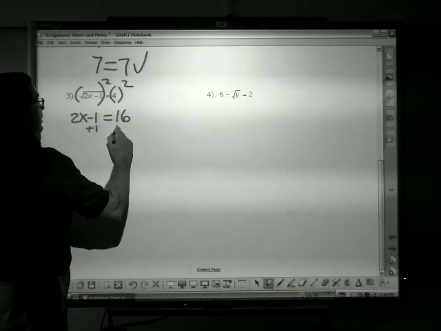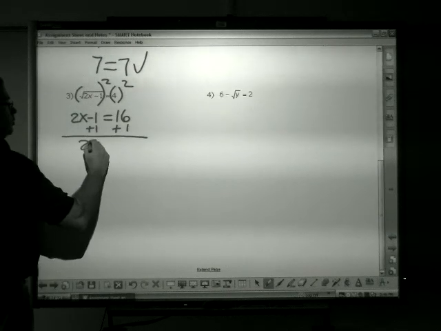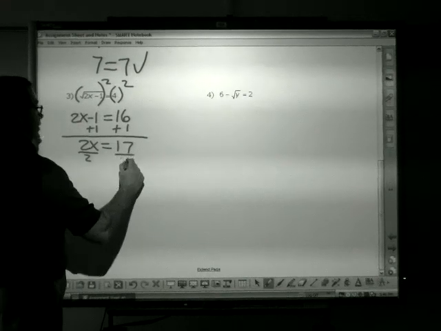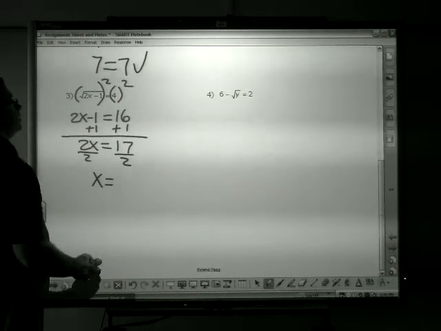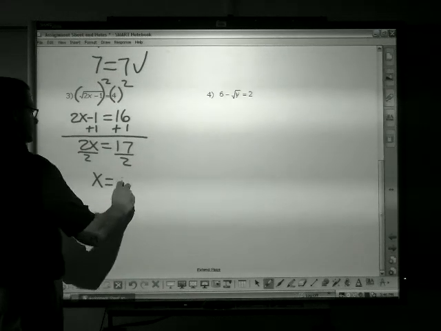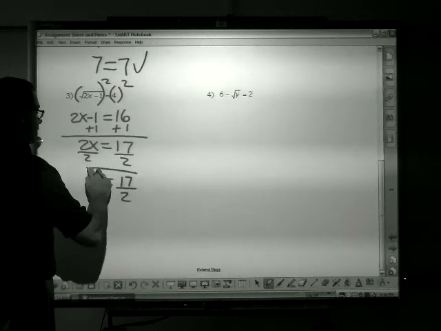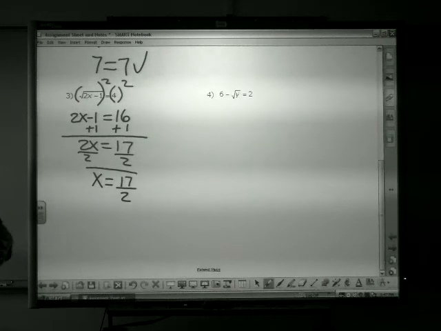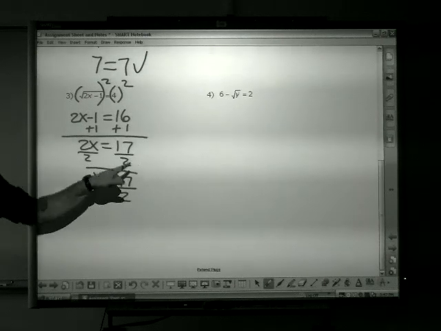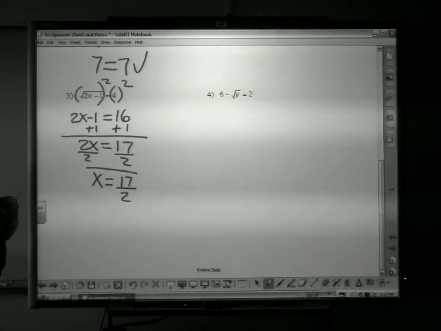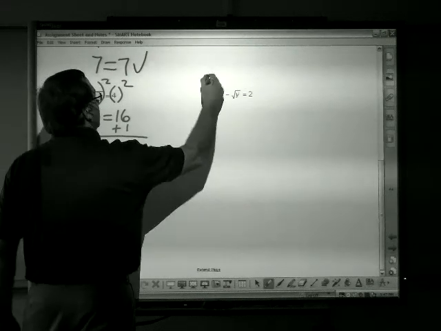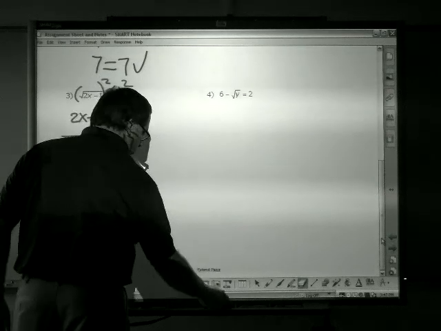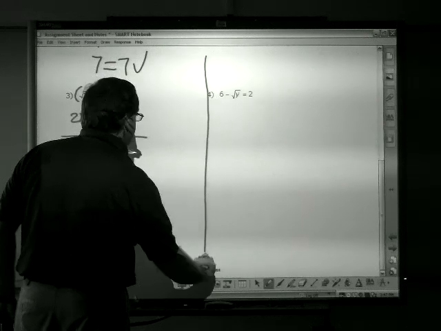Add 1, add 1. So 2x equals 17. Divide by 2, divide by 2. X equals 17 halves. I know what you're thinking. It's not going to work out perfectly. Okay, but it is what it is. It's a fraction. I almost started to box it in, but I forgot we have to check our answer first. So let's check. I'm going to put a line here so I can check.